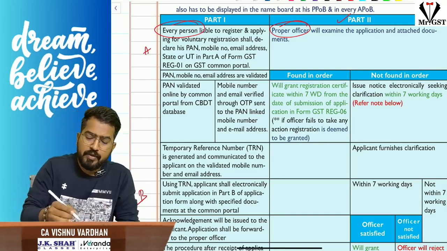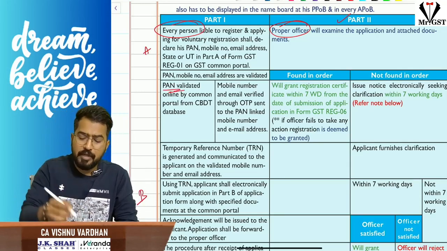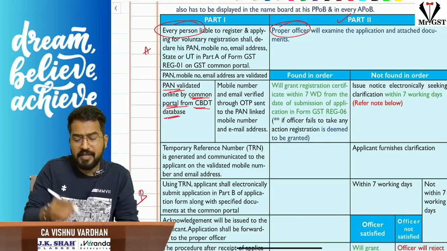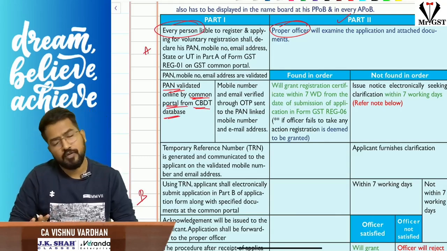And now the PAN details whatever you have given will be auto-validated from the CBDT database that the GST website, the common portal, is having.